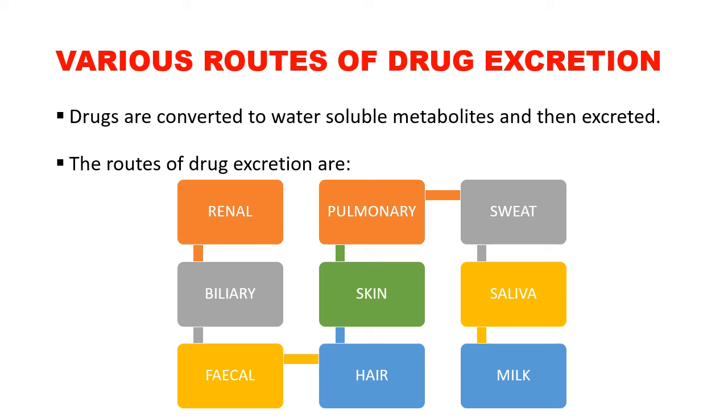So we will learn various routes of drug excretion. Drugs are converted to water-soluble metabolites and then excreted from the body by the following routes: renal, biliary, fecal, pulmonary, skin, hair, sweat, saliva, and milk. So now let's study each route in a brief manner.